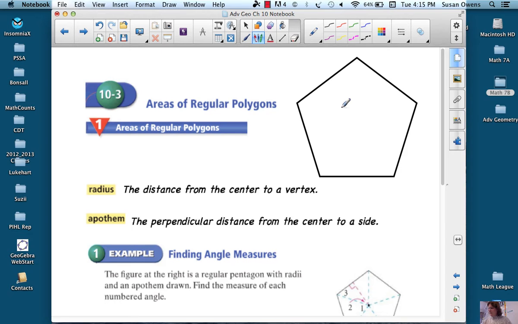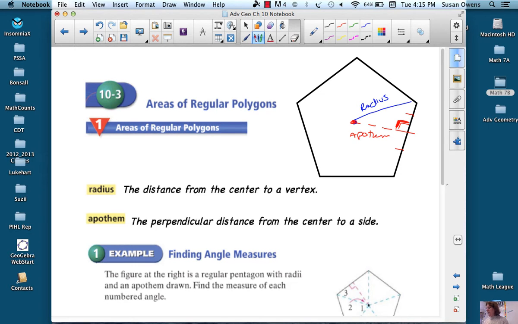The radius is the distance from the center of the polygon to a vertex. So this would be a radius. And then we also have something that's called the apothem. The apothem also goes from the center, but it goes perpendicular to one of the sides. If this is a regular polygon, this is also going to be a midpoint. So it's a perpendicular distance to the center of a side. So this would be the apothem.